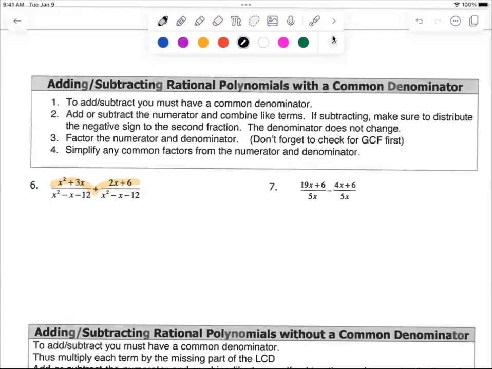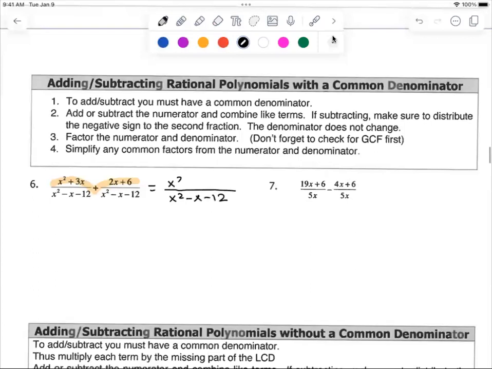So let's see what happens here. We know automatically that the denominator, since it is the same already, it's going to stay x squared minus x minus 12. The top, we can add x squared plus 3x. Since it's a plus sign, you don't have to worry about parentheses or distributing a negative. We'll have to worry about that in number 7. So you add the top, the bottom stays. So if we continue to add the top, that is going to give me like terms. 3x plus 2x is 5x.